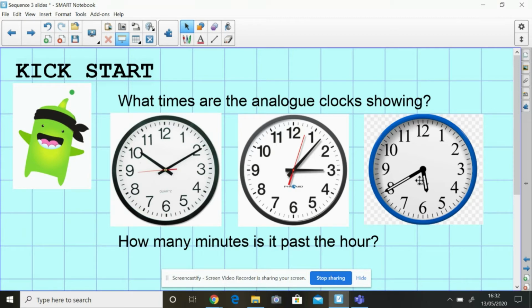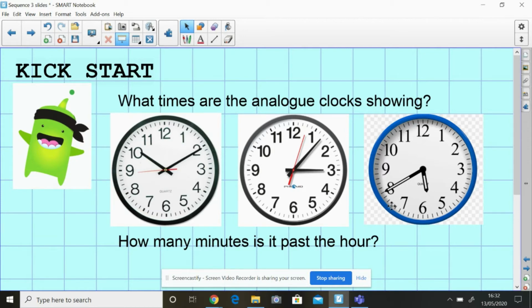So it must be 7 minutes past 3. Now let's look at this one. How many minutes past the hour is it? Now this one could be minutes past, or it could be minutes to. So let's look at minutes past first. So you might have to count around the clock in fives. 5, 10, 15, 20, 25, 30, 35, 40. So it is 40 minutes past, and it is just after the 5. So it must be 40 minutes past 5.